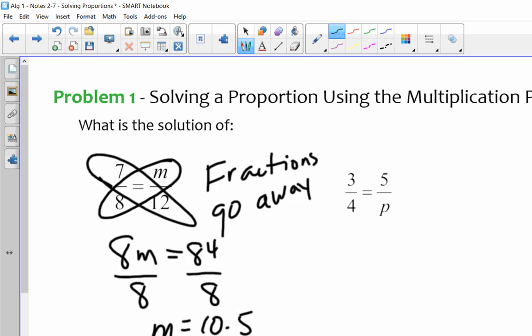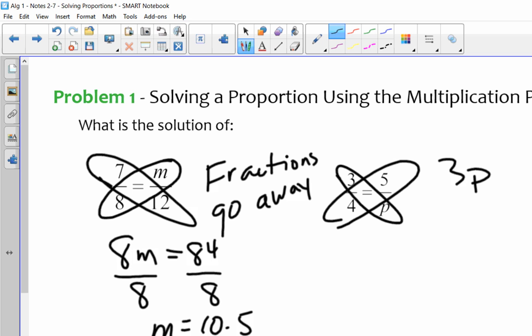Okay. Here, once again, start with the diagonal that has the variable in it. So I'm going to get 3p. I'm going to go ahead and multiply the other side, and I get 20. Okay. I'm going to go ahead and divide both sides by 3. Okay. And then we get kind of a funky answer here.